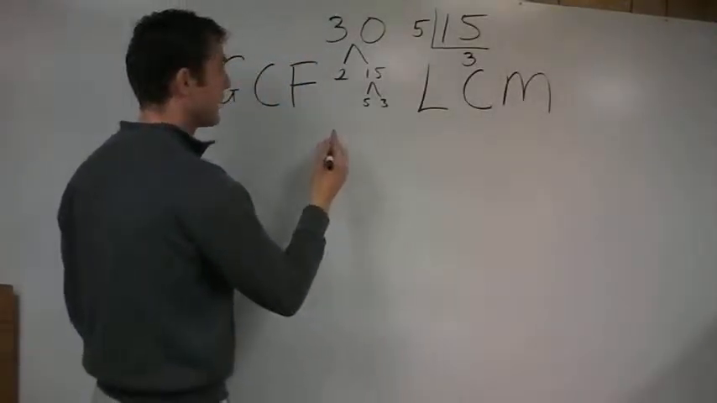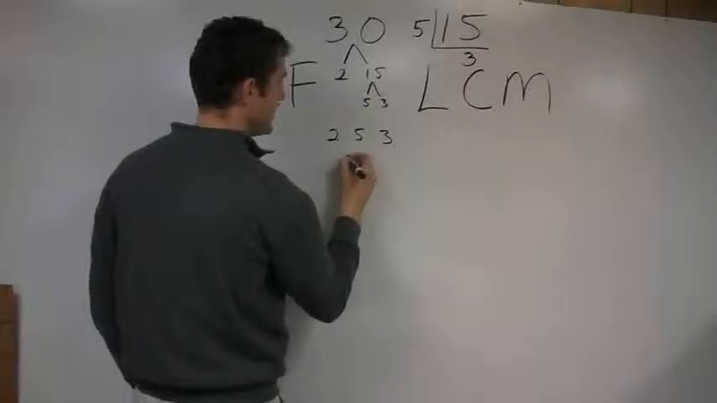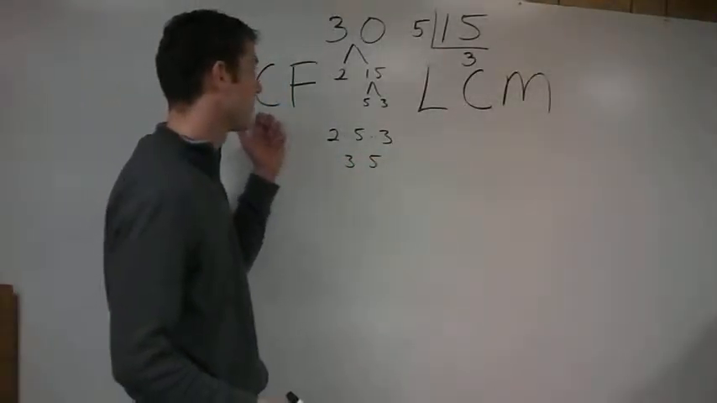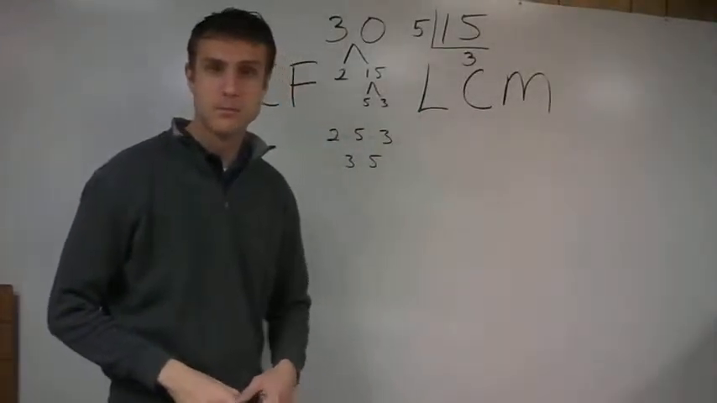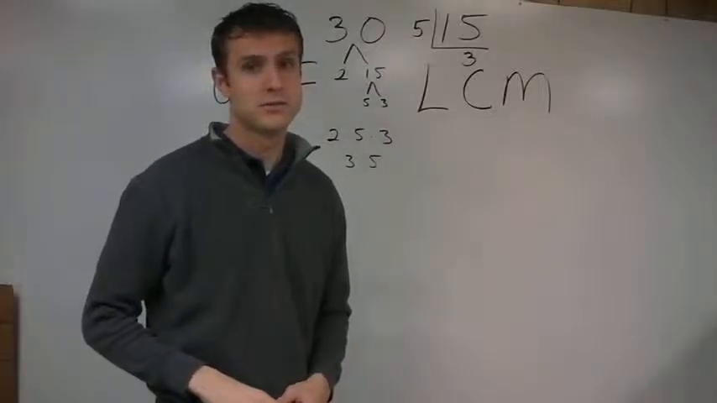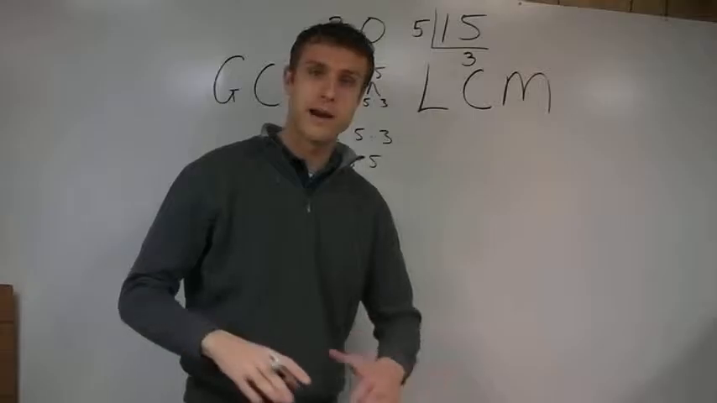Now I'm going to write those factors down here. So for 30, I have 2, 5, and 3. For 15, I have 3 and 5. So the very first step for both the greatest common factor and the least common multiple is to find the prime factorization for each. Now this is where the road branches.